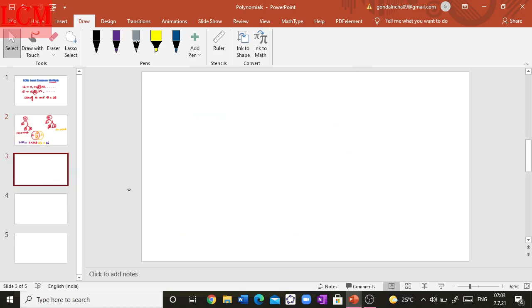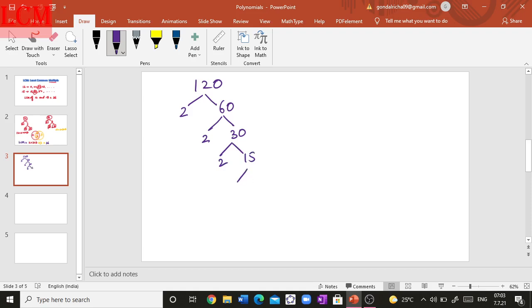Now let's take one more example. Consider the number 120. Break it into its factors, like suppose 2, then 60, further 2, 30, then further 2, 15. Now further this 15 can be decomposed as 3 and 5. So these will be the prime factors of number 120.